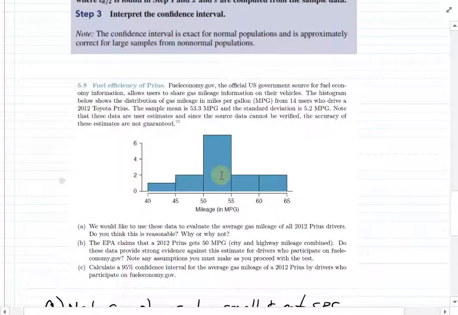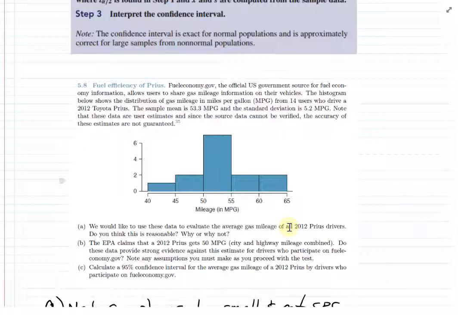So in part A, the question, we would like to use these data to evaluate the average gas mileage for all 2012 Prius drivers. Notice how inferential that is. When you're doing this for every Prius automobile, for all of them, then it becomes an inferential statement. It means you generalize to the population. Do you think this is reasonable?